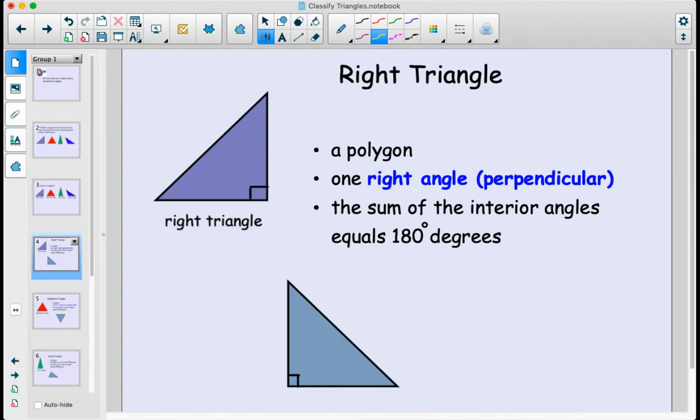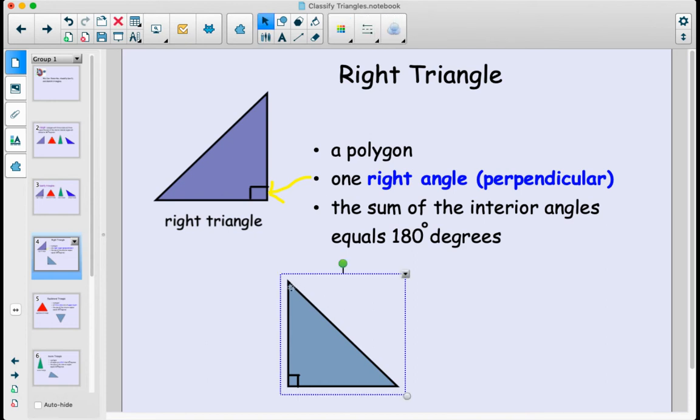The right triangle is a polygon. One right angle. The right triangle has one right angle, and you can see that it is noted with our square corner. And remember, just like all triangles, the sum of the interior angles is equal to 90 degrees.